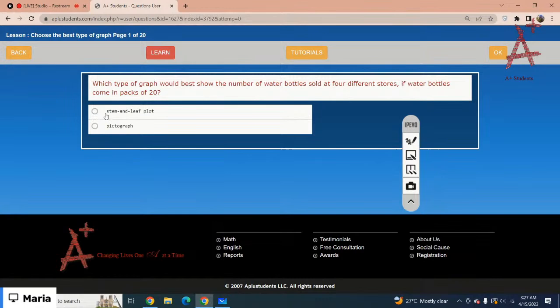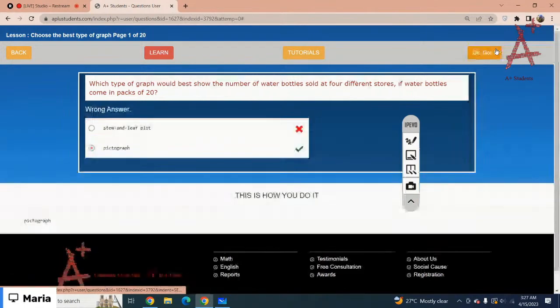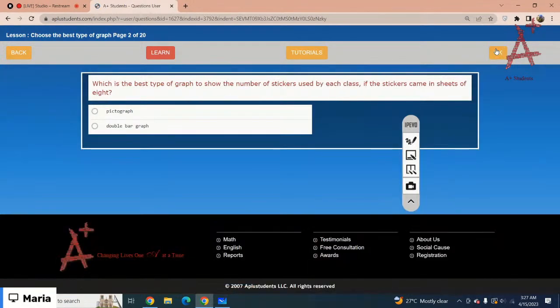Four different stores, you can use a stem and leaf plot in this case. Got it? Oh, pictograph. But you are not given the reason. Okay, which is the best type of graph to show the number of stickers used by each class if the stickers came in sheets of 8? That would be the one where you have to use a pictograph in this case. Got it? If the sheets came in packs of 8, you can use the pictograph.